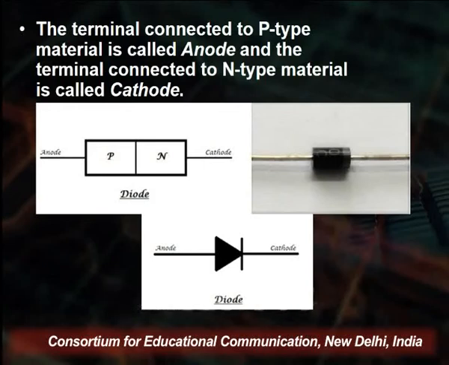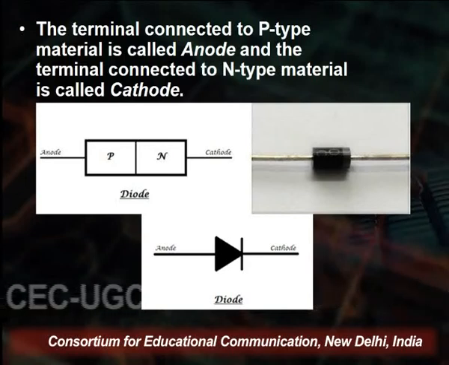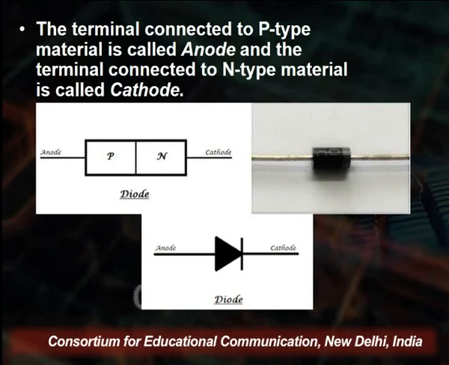The terminal connected to the p material is called the anode, and the terminal connected to the n type material is called the cathode. Now see the symbol of the diode on the lower diagram: this is anode, cathode, and this is the symbol to represent the diode in an electronic circuit.